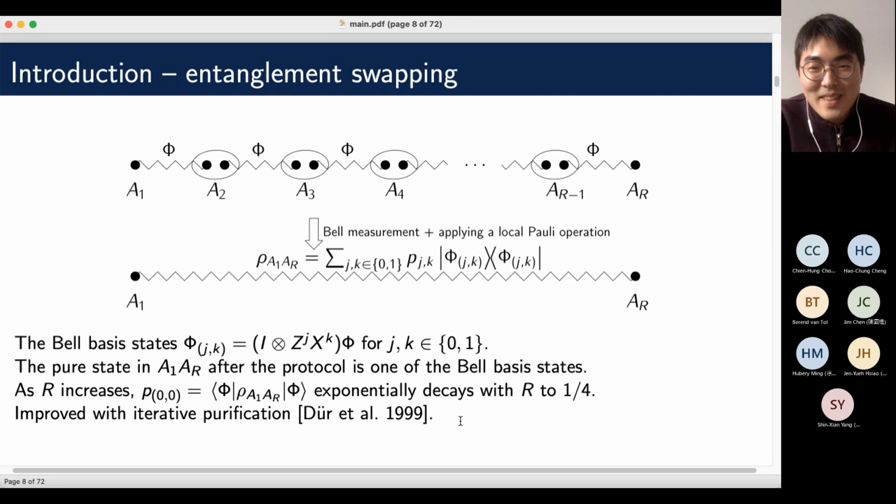But this improved way is, of course, not low latency, as I explained before, because this purification step needs many states, and then they somehow combine their not perfect states to get a better Bell state.